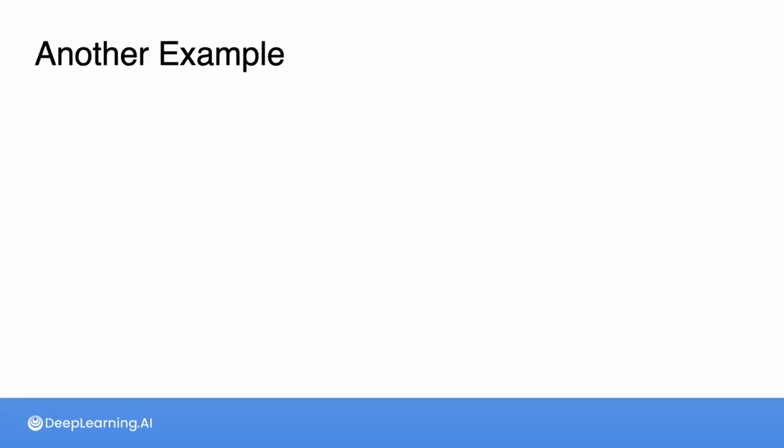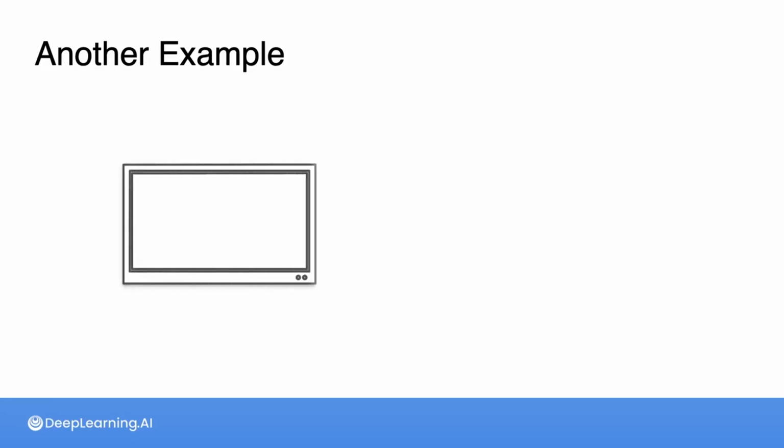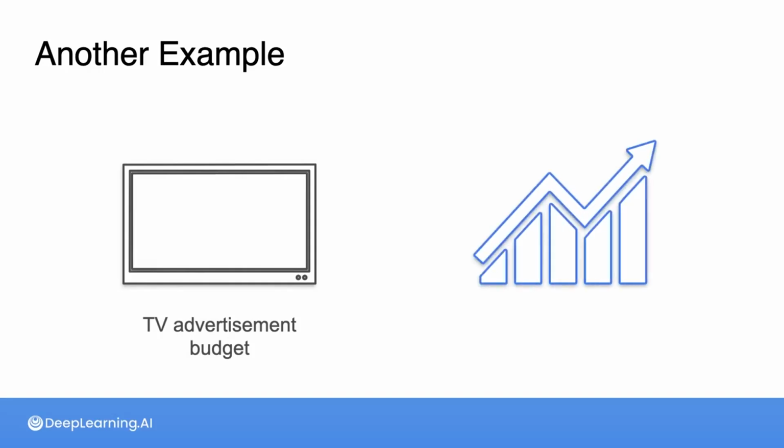Now let's see another example, one related to advertising. Let's say that you work in an agency and you have a TV advertising budget, and that relates to number of sales. And of course, if you increase the budget, the number of sales increases, and if you decrease the budget, the number of sales decreases. And you would like to be able to predict the number of sales given a certain advertisement budget.